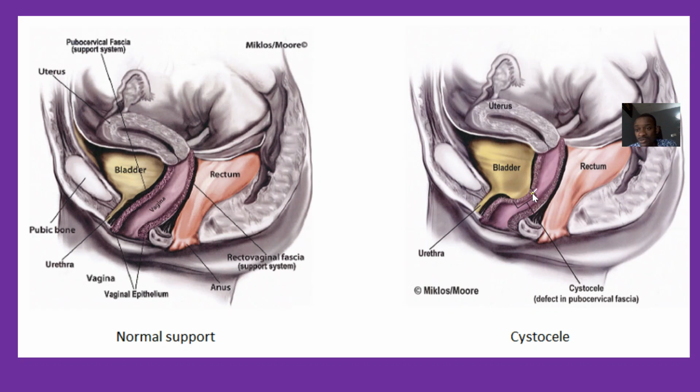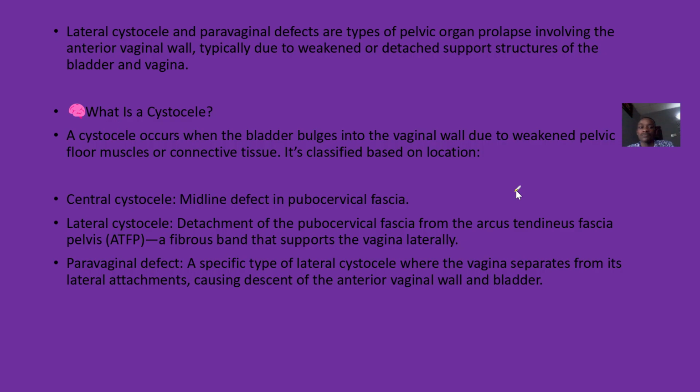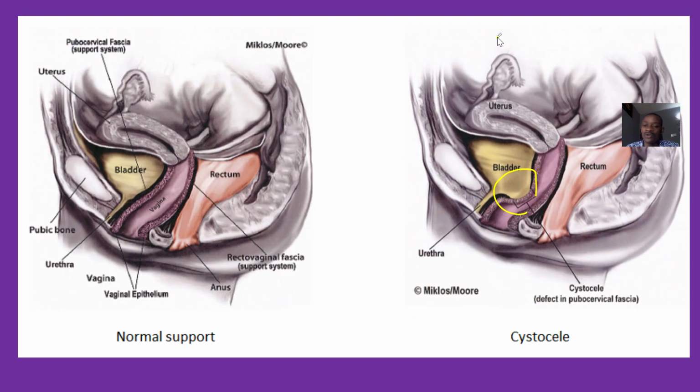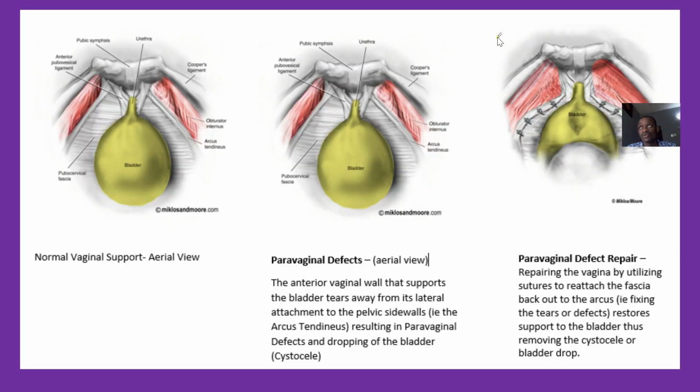So what's a cystocele? A cystocele is simply the bladder trying to collapse into another structure. You understand? So there are actually types of pelvic organ prolapse. Each of the conditions simply means that the organs from up are trying to fall down.